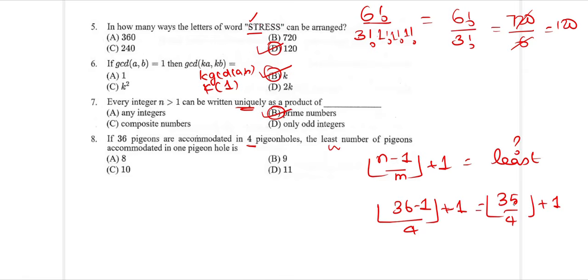How many times can 4 go into 35? It can go 8 times, which makes it 32. So the floor of 35 by 4 is 8. And now you have a plus 1 outside, so the least number is going to be 9. So the answer over here is 9.